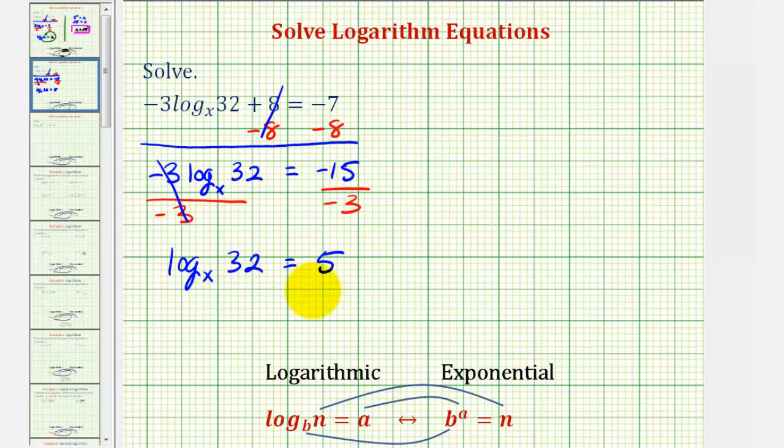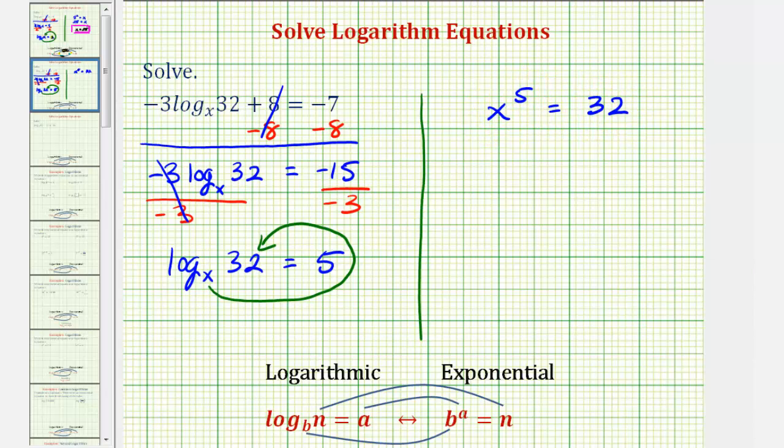Now that we've isolated the logarithm, we're going to write this as an exponential equation. Again, where x is the base, 5 is the exponent, and 32 is the number. We're starting with the base, working around the equal sign. We have x raised to the fifth must equal 32. So if x to the fifth is equal to 32, we could solve for x by taking the fifth root of both sides of the equation.